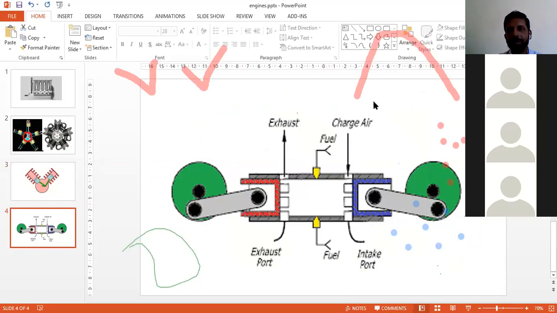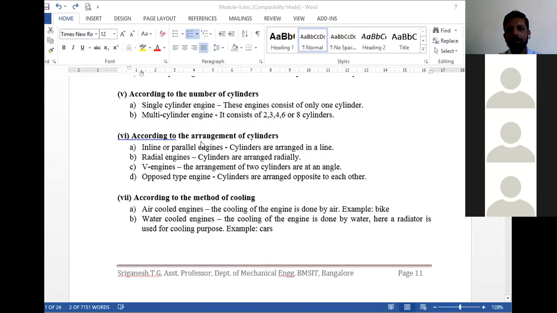This is the types of cylinder arrangements that we just saw: inline cylinder or parallel engines, radial engines, V engines and opposed engines. The last classification is the cooling method. In what manner the engine is going to be cooled is what we have to see. One is air cooled engines, the other one is water cooled engines.